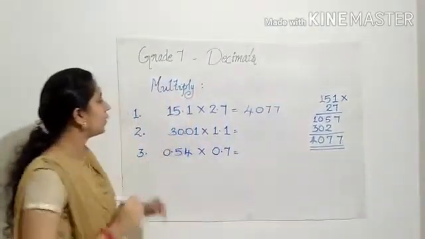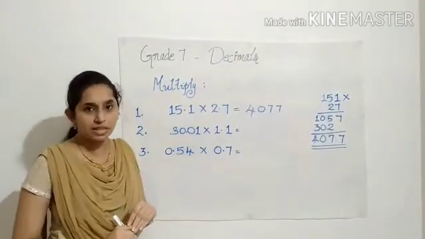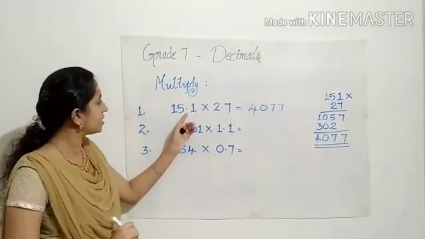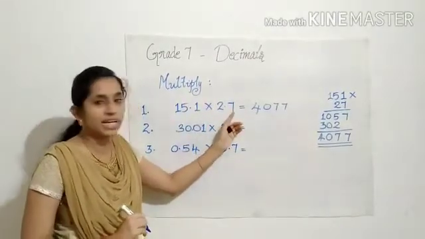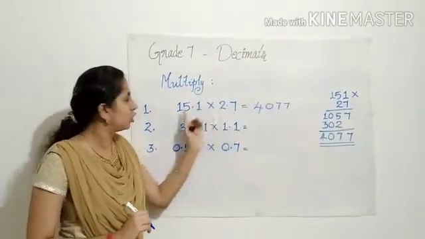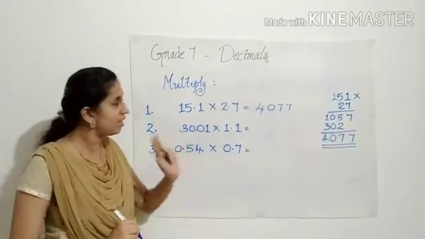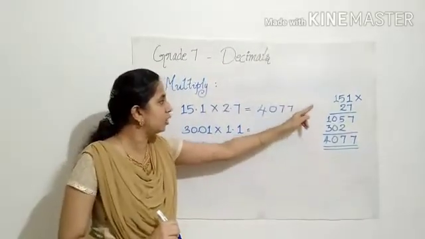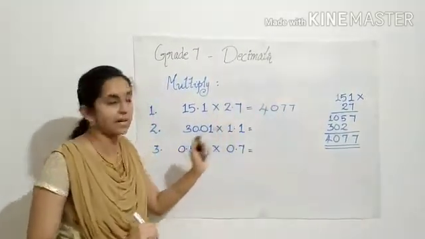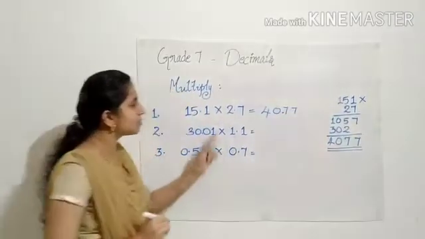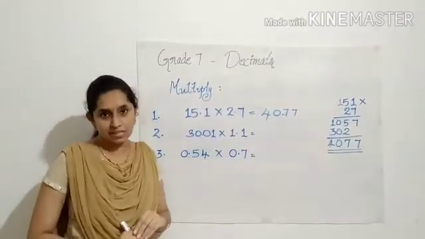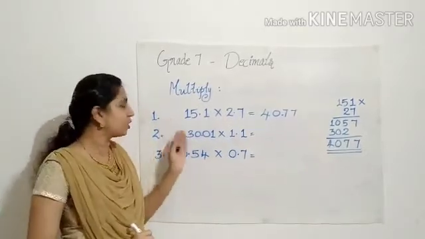You write the answer here, 4077. Now we will consider the number of decimal places. Here you can see after the decimal point 1 place is there. Here also you can see after the decimal 1 place. Totally 2 places. So from the backward you put 2 decimal places. That means 1 and 2. So the answer becomes 40.77.